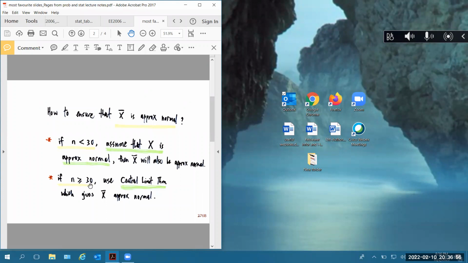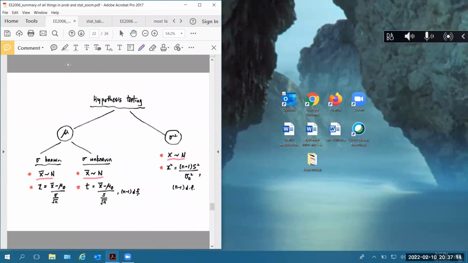And another case is if the sample size is greater or equal to 30. So in this case, straight away we can use central limit theorem. That will give you X bar approximately normal. Okay, now, all right, so just like that. Let's go back here. Right, so we've done this one already.